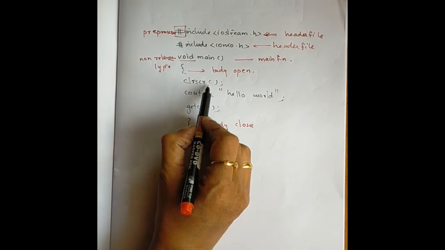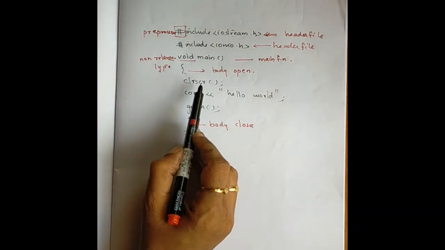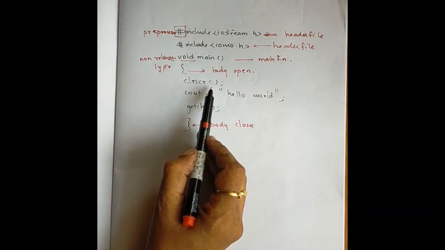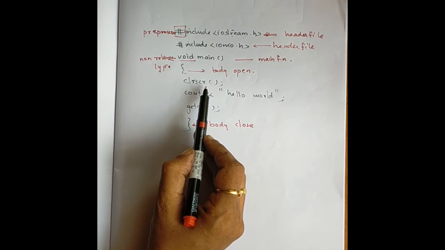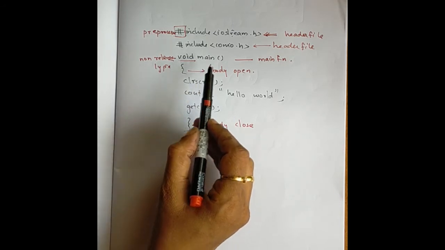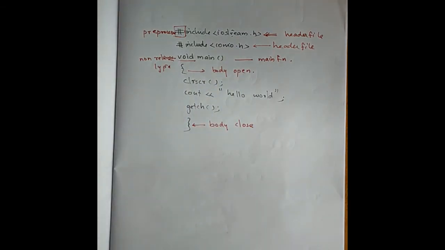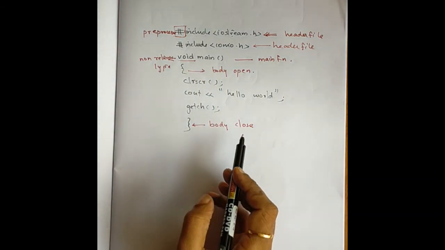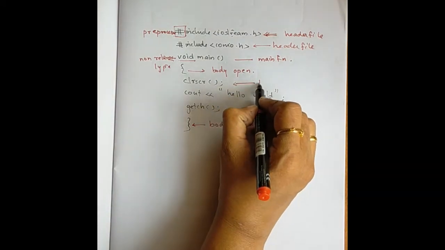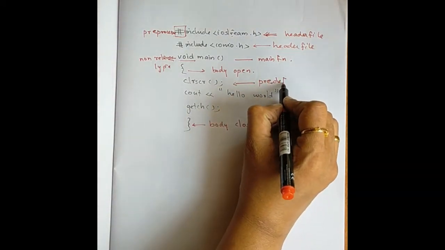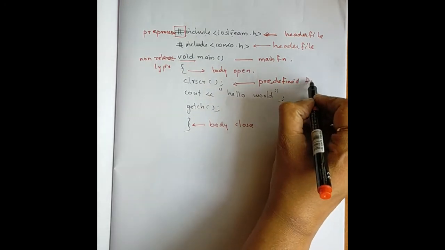And there is clrscr. It stands for clear the screen. It is a predefined function which is used to clear the output screen. It acts like a duster on the output screen. It is defined in the conio.h header file, this clrscr. So this is a predefined function.